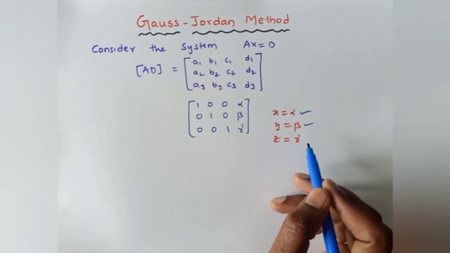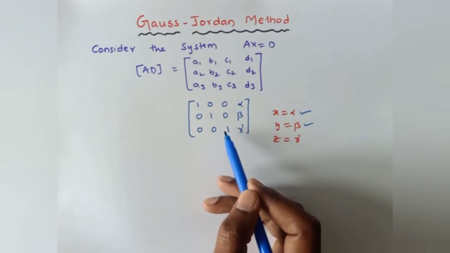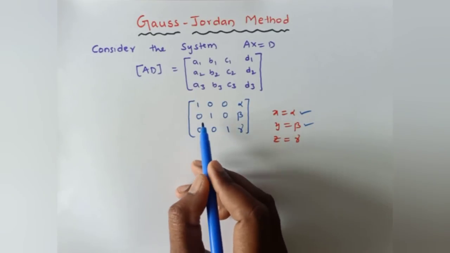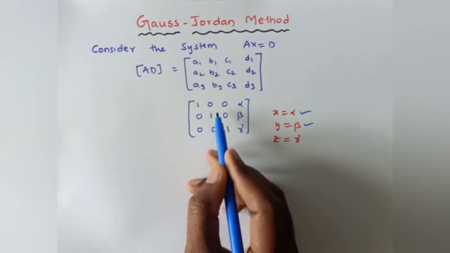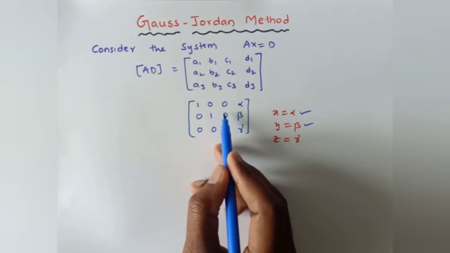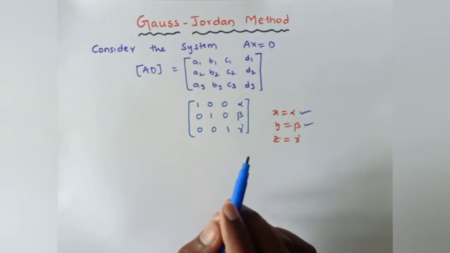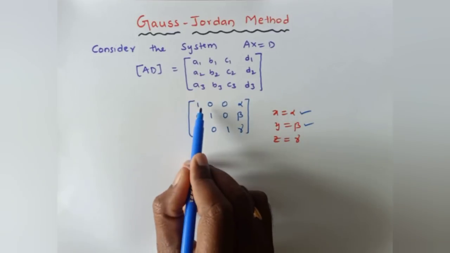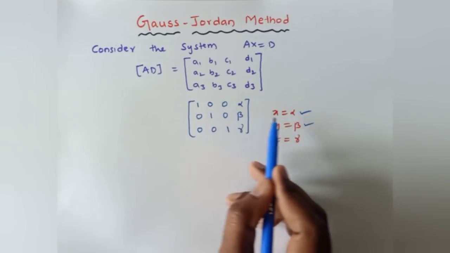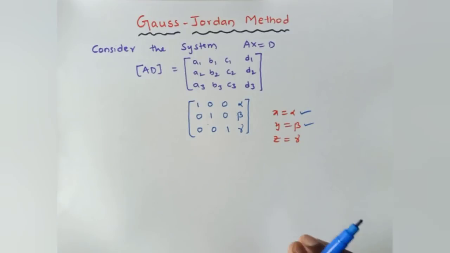Now the question is how to transform this augmented matrix like this. Here you can use row operations. You just need to make all these elements 0, and the diagonal elements of the coefficient matrix 1s, so that x into 1 plus y into 0 plus z into 0 is alpha. That means x is alpha. The same way y is beta, z is gamma.